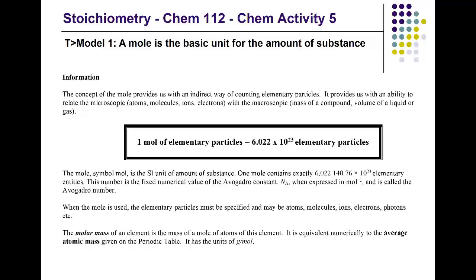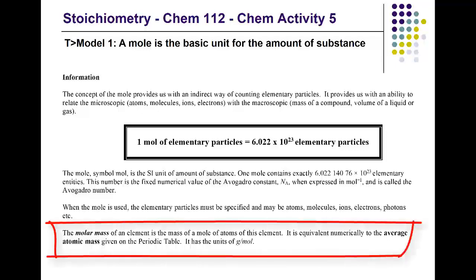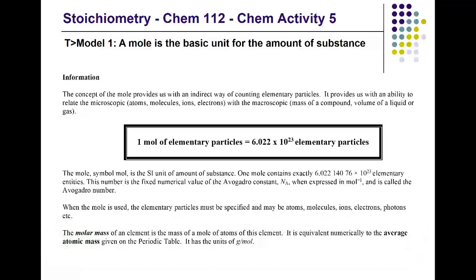Lastly, I'll mention that, of course, on the periodic table, when we see the numbers that are associated with the various elements, these numbers can be considered as the molar mass of the element. This number, of course, is equivalent numerically to the average atomic mass as well. So the two numbers are identical. In one case, it's associated with the average mass of a single atom in units of average atomic mass. In the other case, it's associated with the mass of a whole mole of that particular element in units of grams per mole.